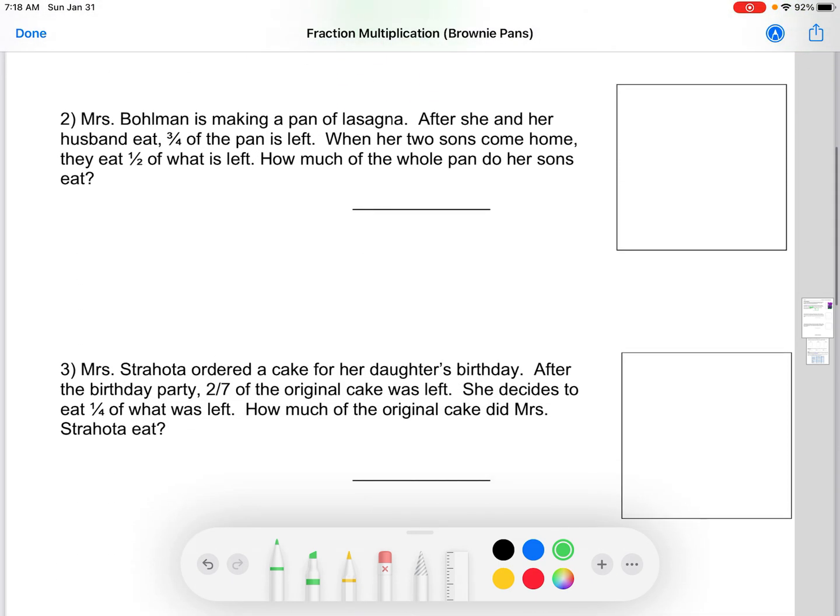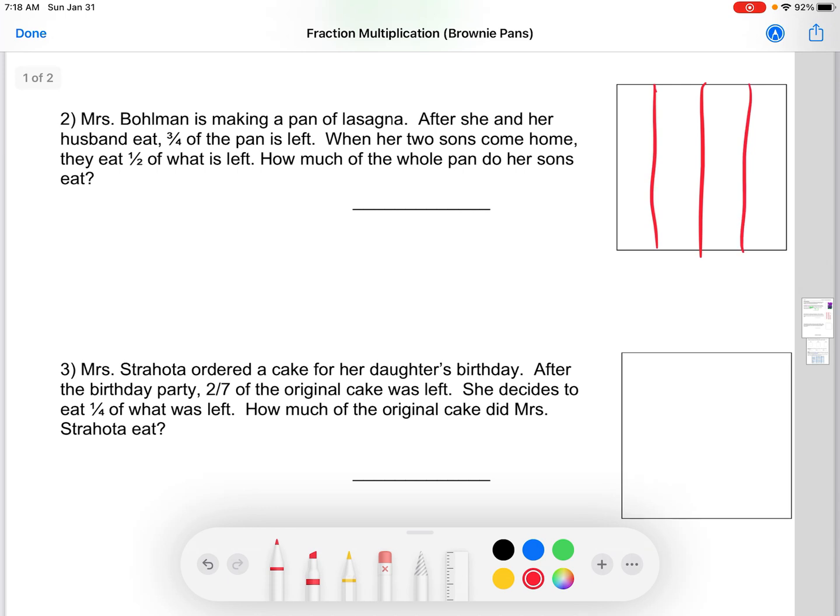Mrs. Bowman's making a pan of lasagna. And after she and her husband eat, 3/4 of the pan is left. When her 2 sons come home, they eat half of what's left. How much of the whole pan do her sons eat? So 3/4 of the pan is left. I encourage you to make all of those divisions in one direction. It's very easy for you to go like this, but it's very hard to divide that way, so I would not encourage you to do that.